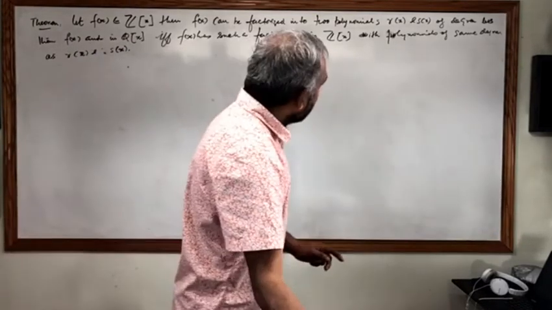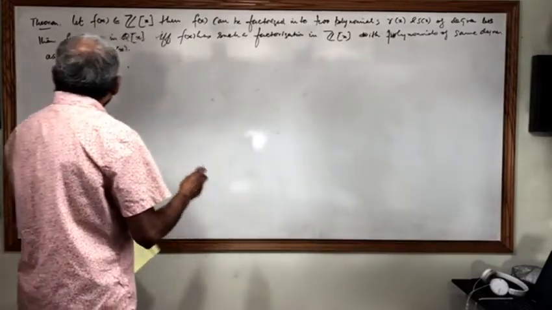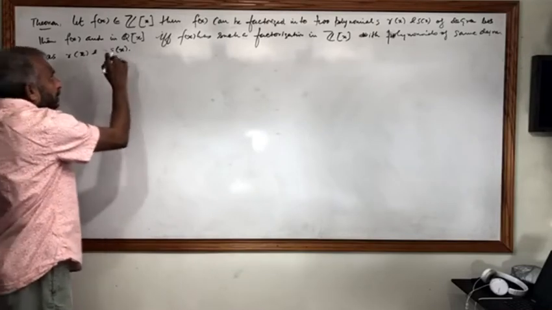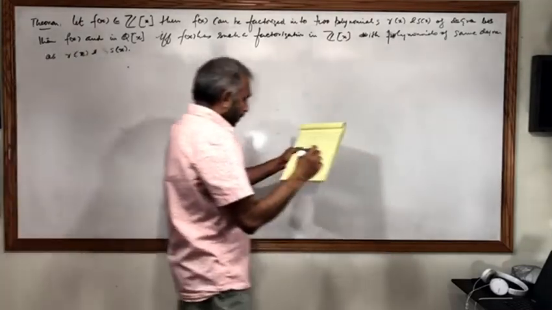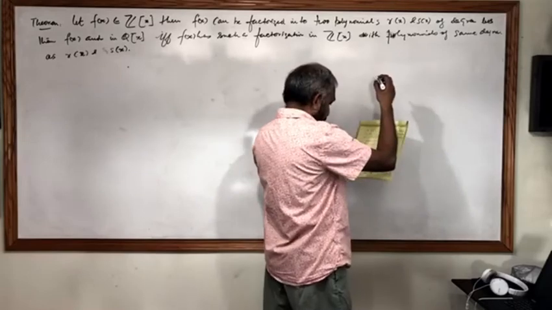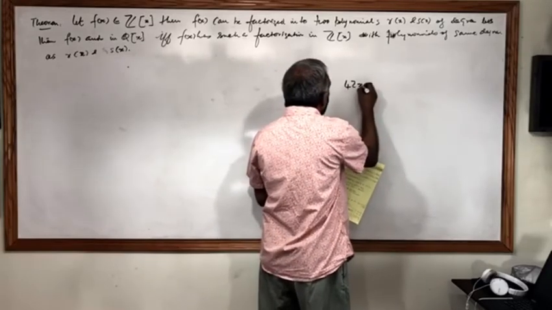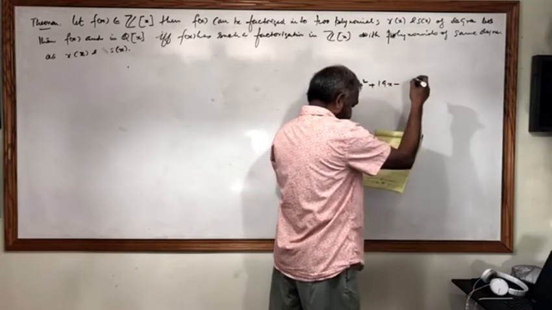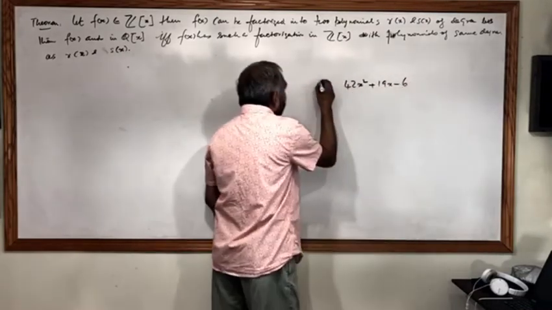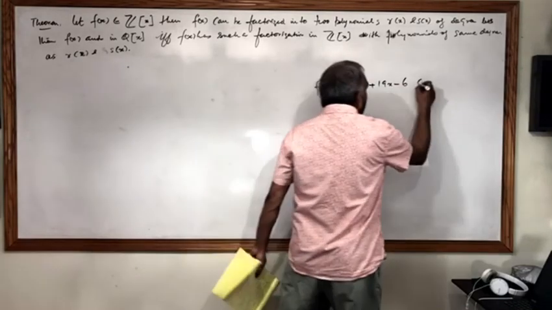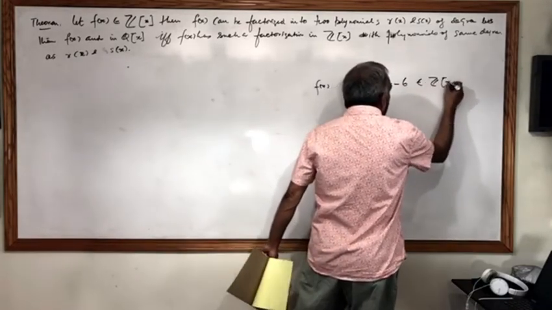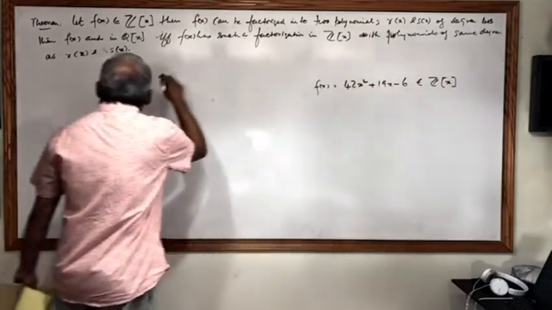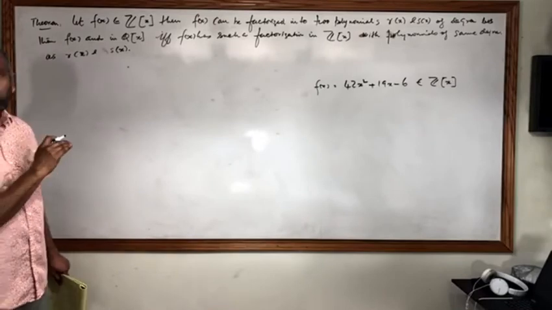Now let us explain the situation here. I have an example here: 42x² + 19x − 6. This is our f(x), and that definitely belongs to Z[x]. So f(x) belongs to Z[x].